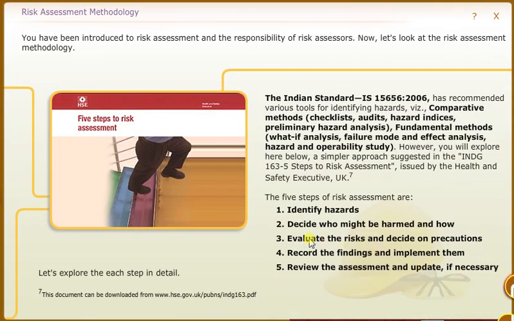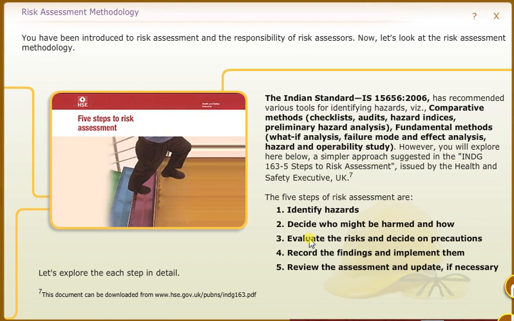You have been introduced to risk assessment and the responsibility of risk assessors. Now, let's look at the risk assessment methodology. The Indian Standard IS 15656:2006 has recommended various tools for identifying hazards, namely, comparative methods like checklists, audits, hazard indices, preliminary hazard analysis, and fundamental methods like what-if analysis, failure mode and effect analysis, and hazard and operability study.